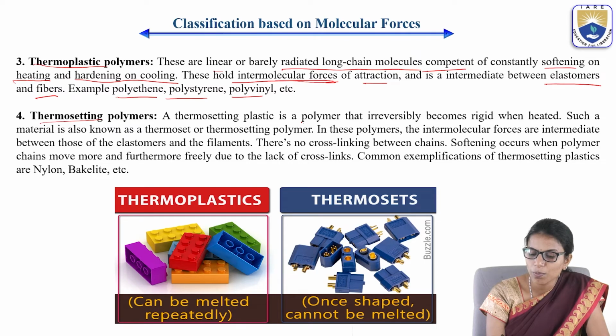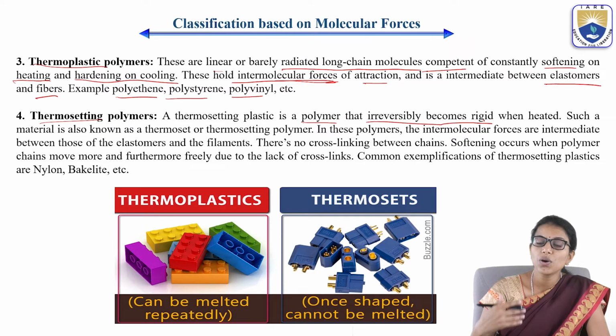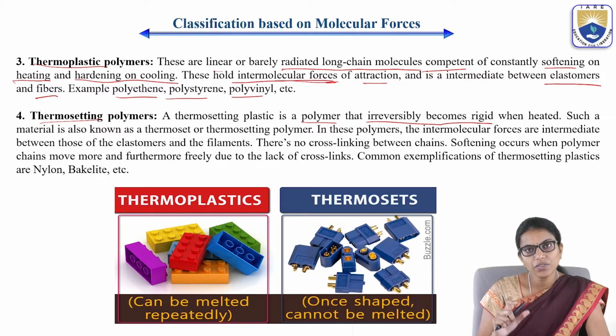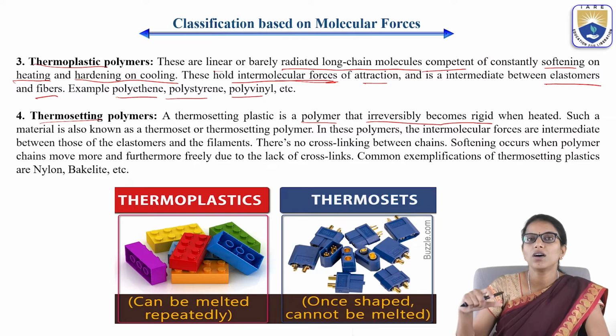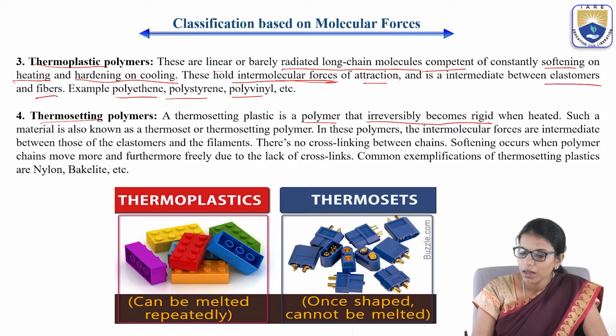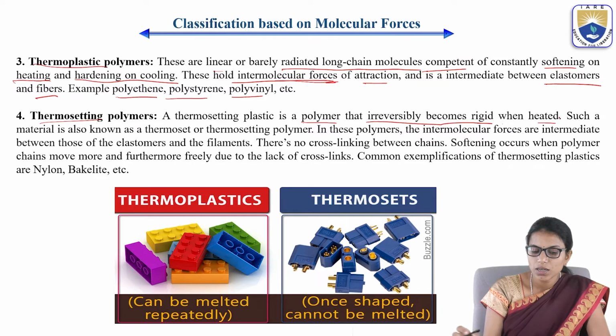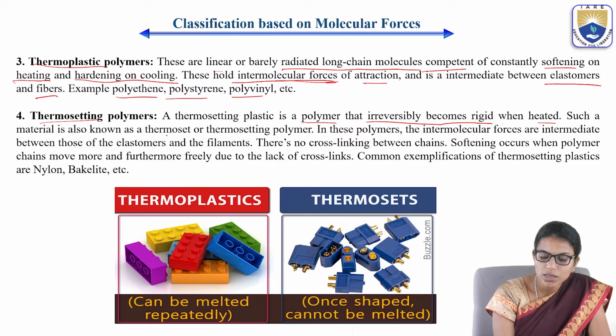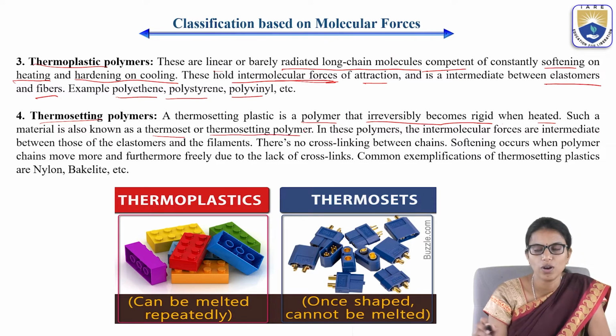While a thermosetting plastic is a polymer that irreversibly becomes rigid. Whatever shape and structure we give it will not be changed further when we heat the thermosetting polymers. It becomes rigid when heated. Such a material is also known as a thermoset or thermosetting polymer.